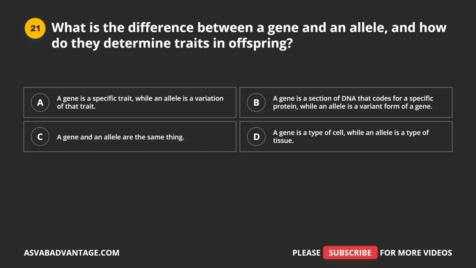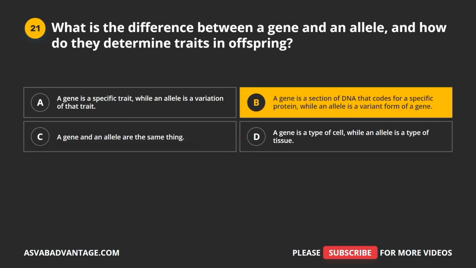Question 21. What is the difference between a gene and an allele, and how do they determine traits in offspring? A. A gene is a specific trait, while an allele is a variation of that trait. B. A gene is a section of DNA that codes for a specific protein, while an allele is a variant form of a gene. C. A gene and an allele are the same thing. D. A gene is a type of cell, while an allele is a type of tissue. The correct answer is B.